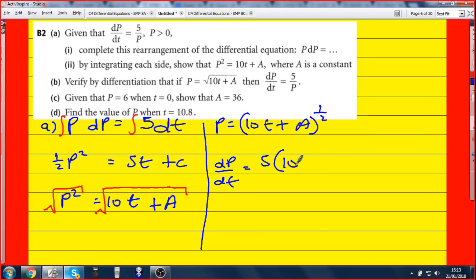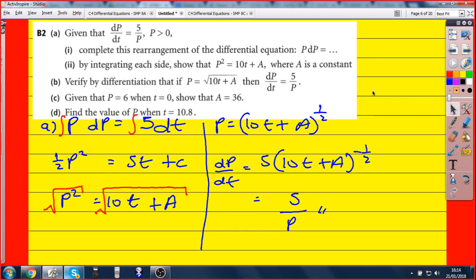So 5, 10t plus a to the minus a half. Looks like it. Yeah. So 5 over p. Okay. And then how about part C?